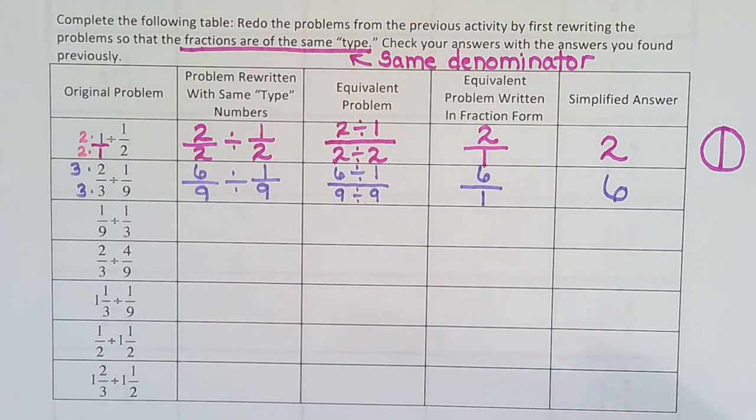So go ahead and try the next one. Turn the camera off right now and try the next one and see if you can get it. And then join back up and we'll check it together.